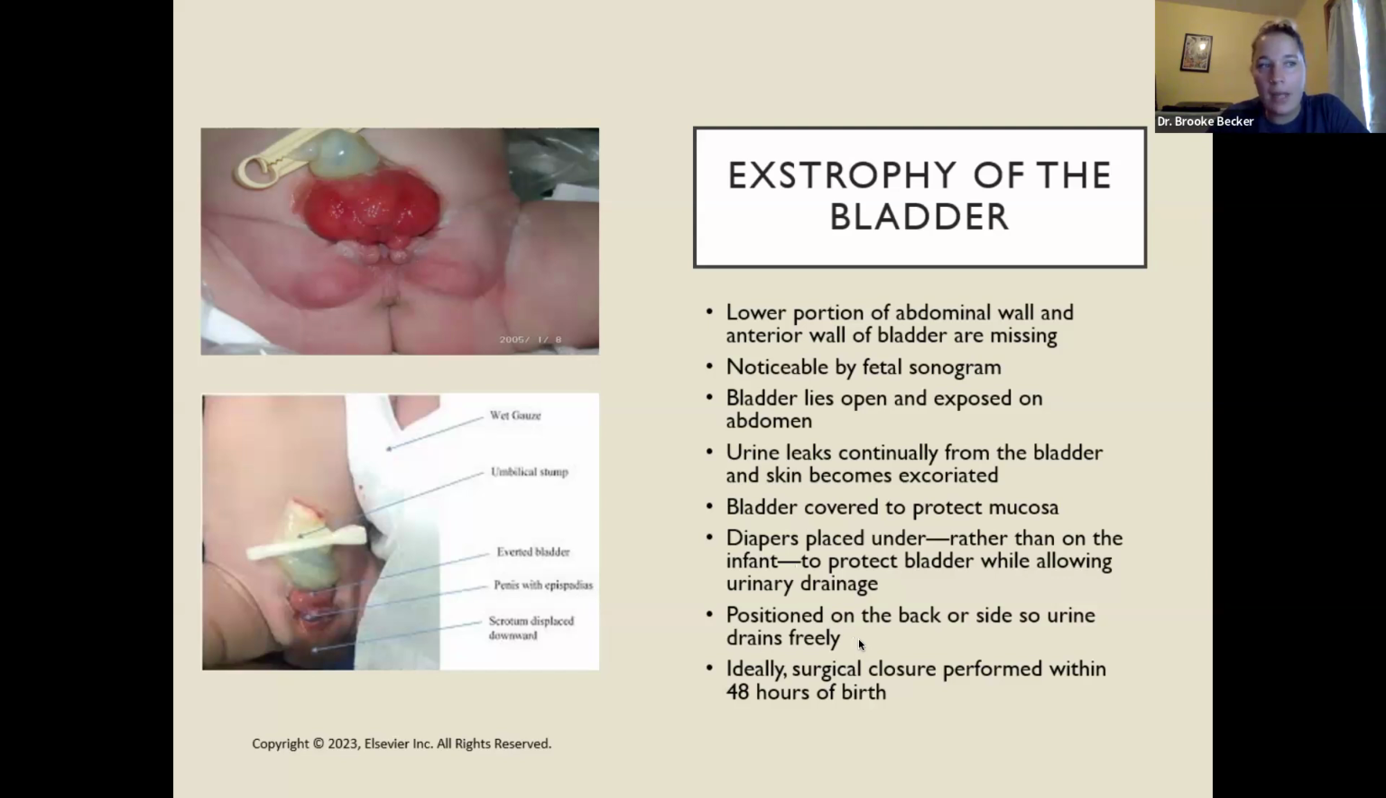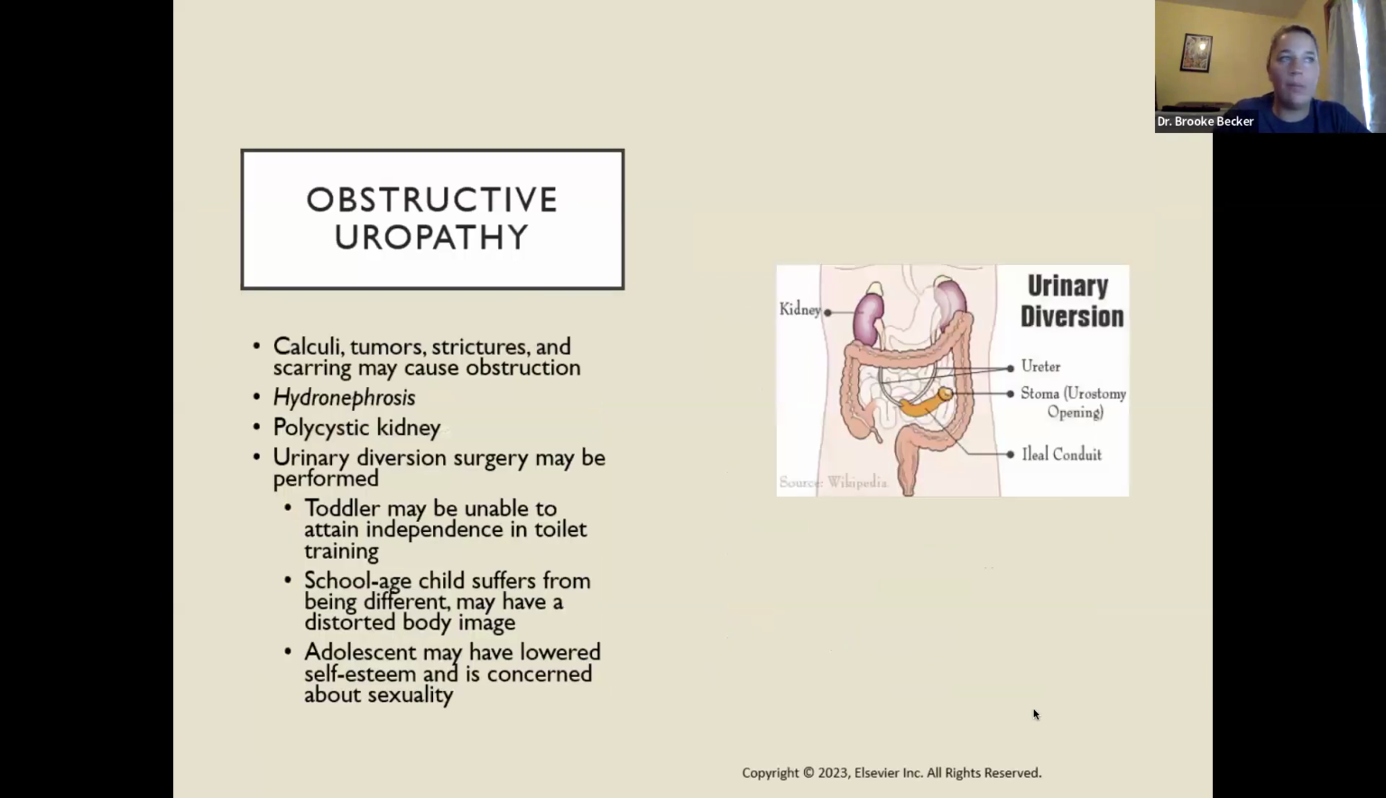These kids are always going to be on their back essentially until they have that surgical closure, which is usually done within 48 hours of birth. So these kids aren't going to maintain like this for very long, obviously. But as you wait for them to go have surgery, that's how you're going to manage it. You're going to put that diaper underneath their back and allow the urine to just come out, so that hopefully it's not just sitting on the skin. Okay. But like I said, they're going to have surgery fairly quickly.